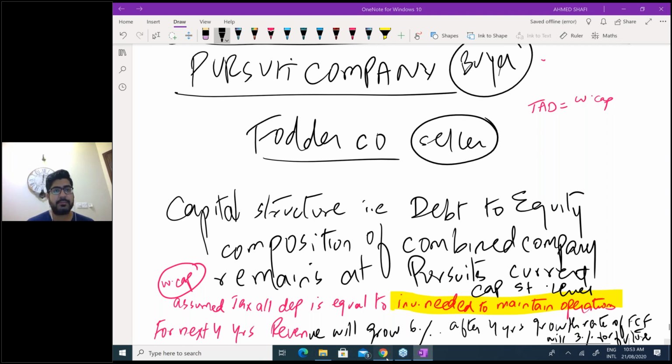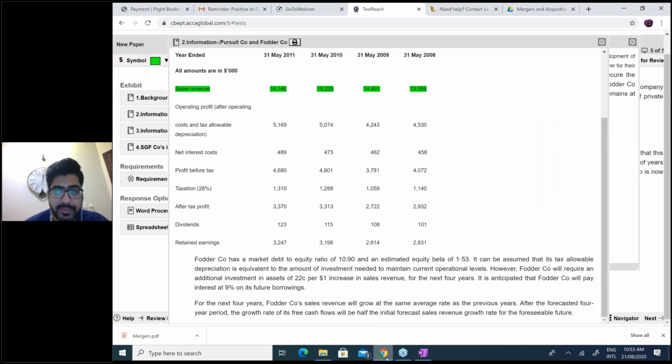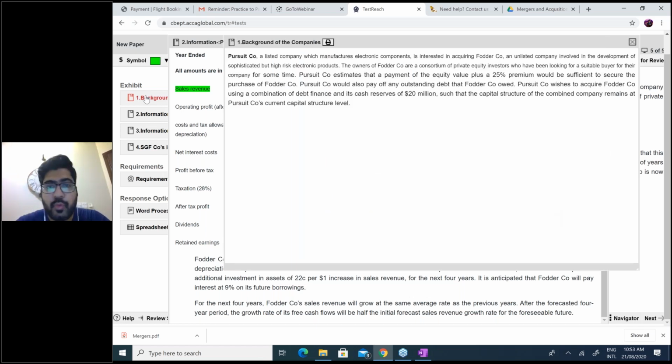Go back to the question again. Last 2 paragraphs. Now in exhibit 1 and 2, see carefully. In exhibit 1, Pursuit, a listed company which manufactures electronic components, is interested in acquiring Fodder. So Pursuit was the buyer, Fodder was the seller. Another important thing, Pursuit wishes to acquire Fodder using a combination of debt and cash reserves, so that the debt to equity composition of the combined company remains at Pursuit's level.